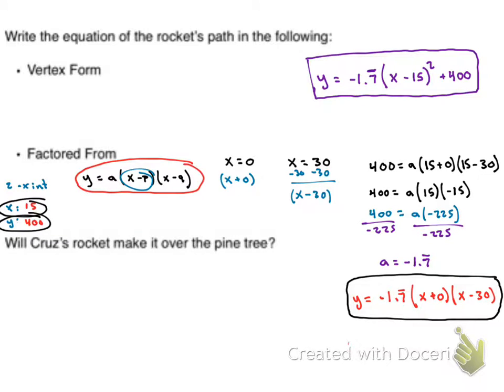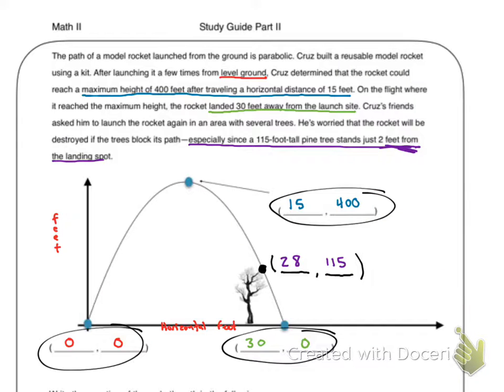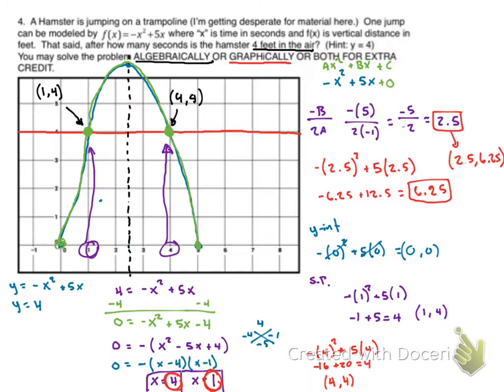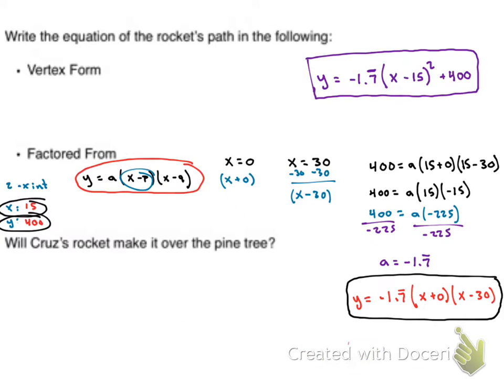Okay, now for that last question. It says, will Cruz's rocket make it over the pine tree? So remember, the pine tree is at 28 and it's at 115 up above. So if we plug in 28, if our rocket is above 115 feet, it'll make it. If it's below, it'll end up hitting the tree. So let's plug in 28 and see what we get. You can choose either one of these to plug it into. I'm going to choose to plug x into the factored form.